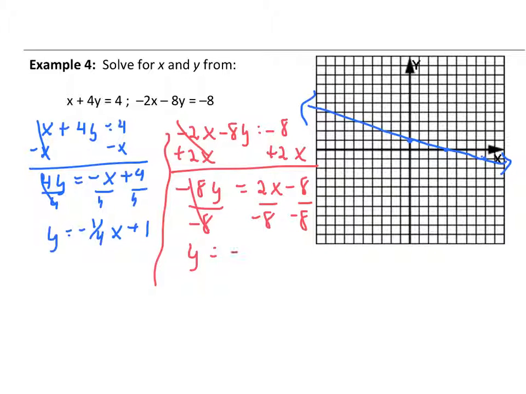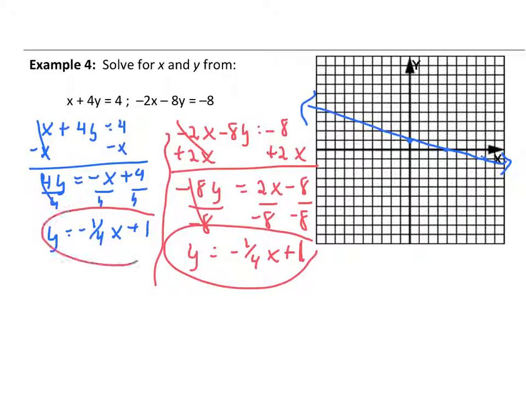Y equals negative 1/4 x plus 1, because a negative divided by a negative is a positive. And notice what we get. The exact same equation. So the exact same equation means that the two lines are on top of each other, and there are an infinite number of solutions. That means they are the same line. So infinite number of solutions.